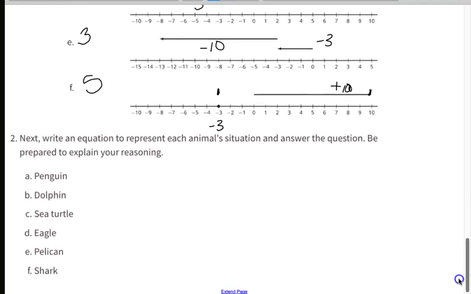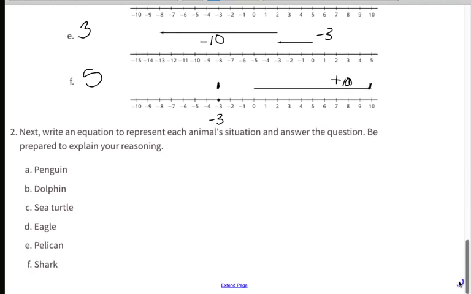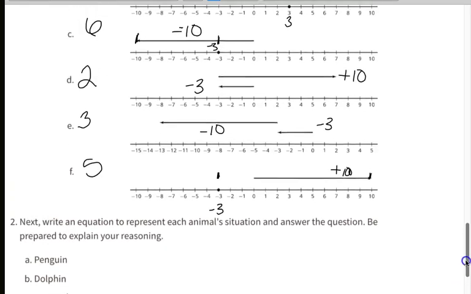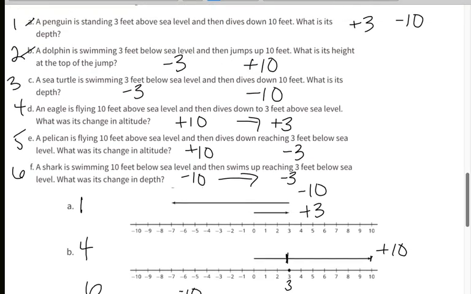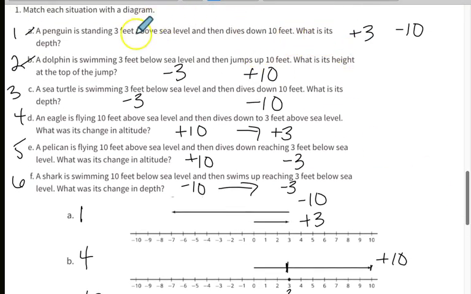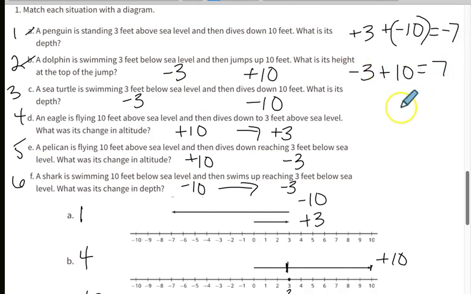Now write an equation to represent each animal situation and answer the question. Be prepared. And so that's what we did, by doing these, we put these in here. So this was next to each animal. Penguin, 3 feet above sea level, plus a -10, which equaled -7. It started out at -3 feet, then it jumped up 10 feet. -3 plus 10 is +7.